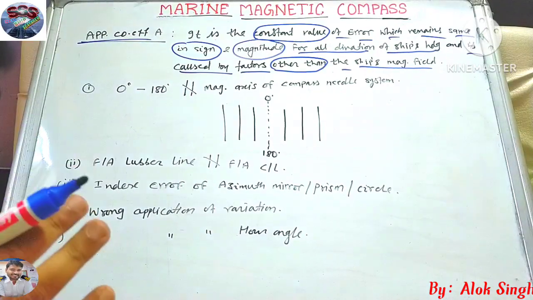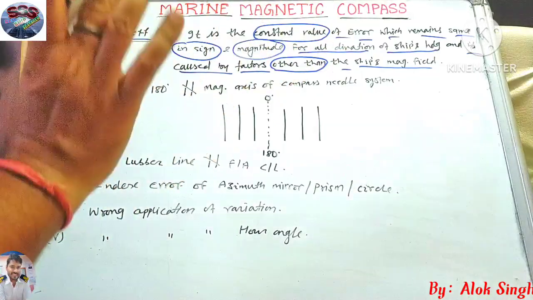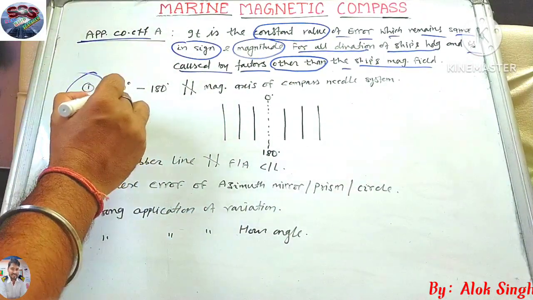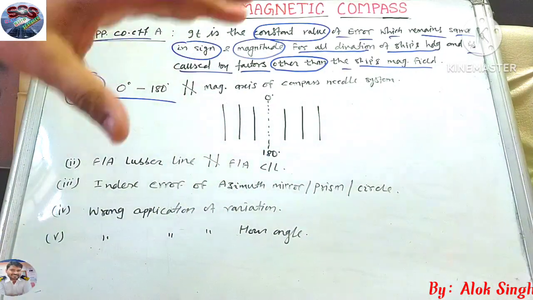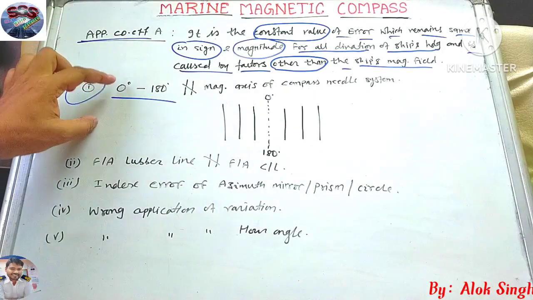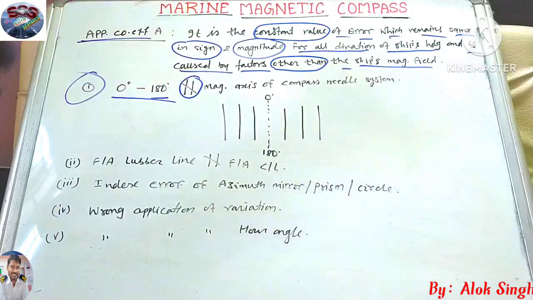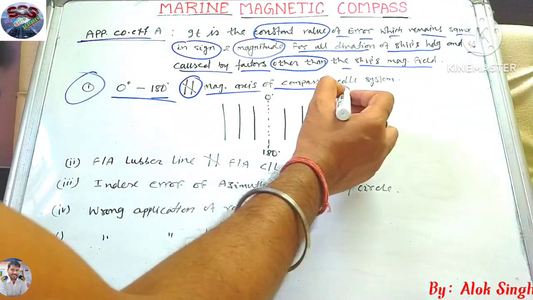So the ship's magnetic field is not affecting this error, and some other index type of errors are there. What are they? The first one is, if you see in the compass, the 0 degree and 180 degree are marked on your compass card. The 0 degree and 180 degree are not exactly in a parallel line with the magnetic axis of the compass needle.